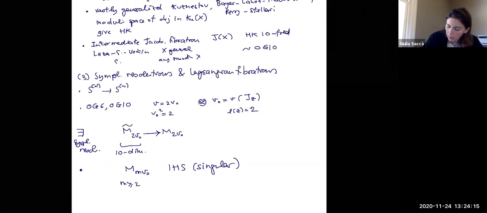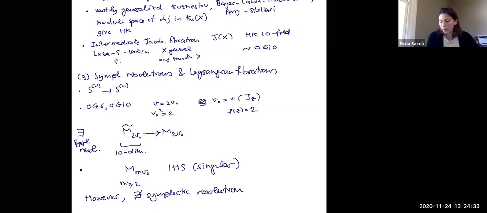However, there is no symplectic resolution as soon as the pair m and v_0 is not (2, v_0) satisfying v_0 squared equal to two. Maybe let me put it like that. Okay. So I don't know if this answers your question from earlier, Andre.